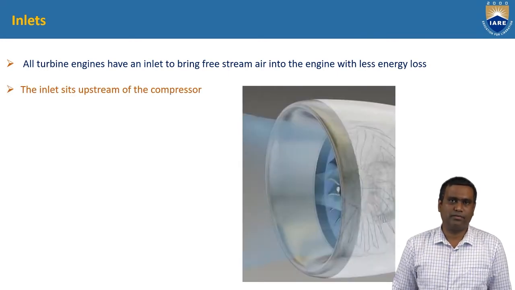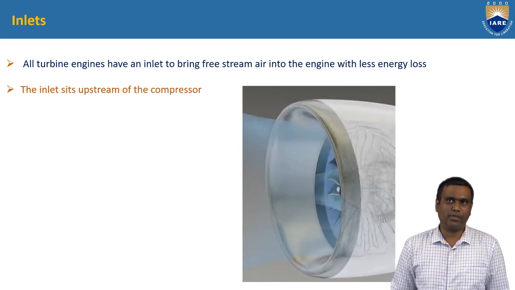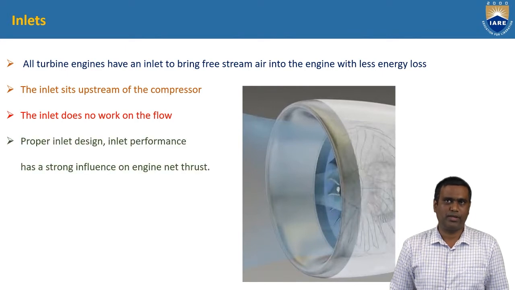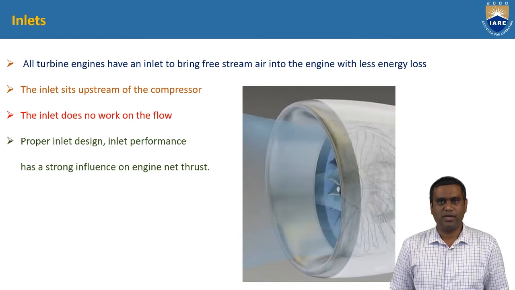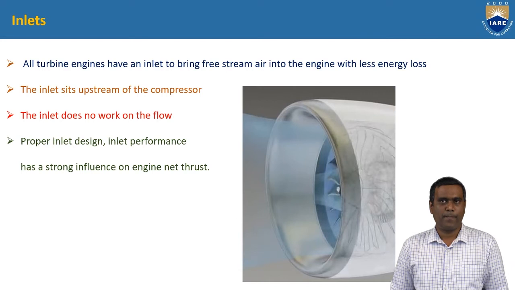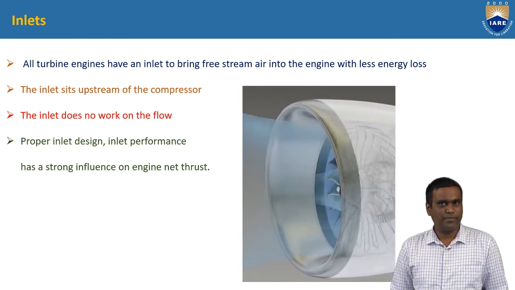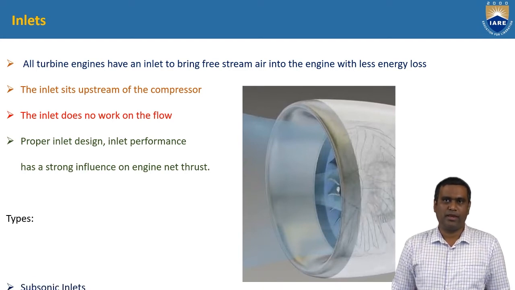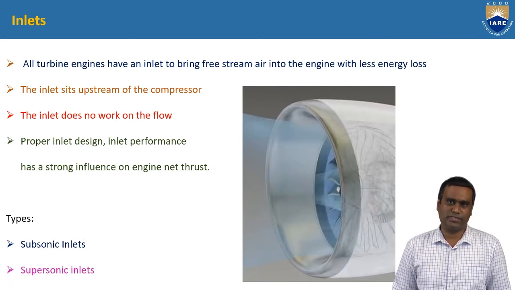We can see here the picture of subsonic inlet, and the inlet sits upstream of the compressor, and the inlet does no work on the flow. It just directs the flow into the compressor with minimum losses. There should not be any turbulence in the flow while the flow is entering into the compressor. And proper inlet design and its good performance has a strong influence on engine net thrust. And different types of inlets we can see, those are subsonic inlets and supersonic inlets.